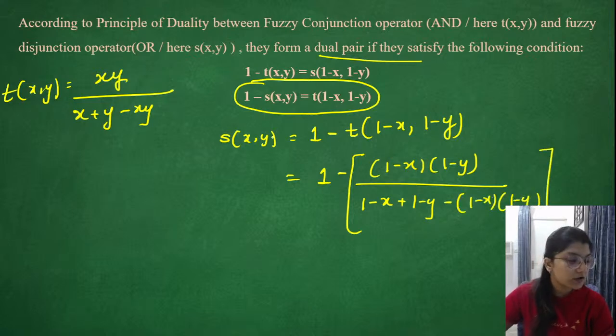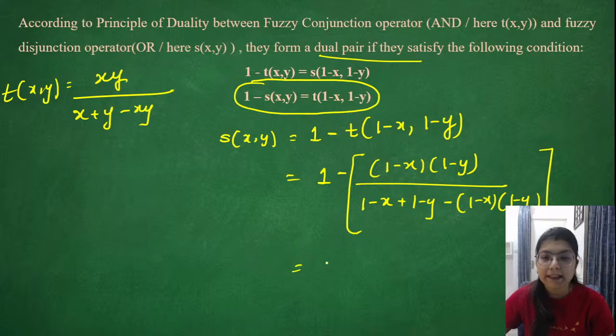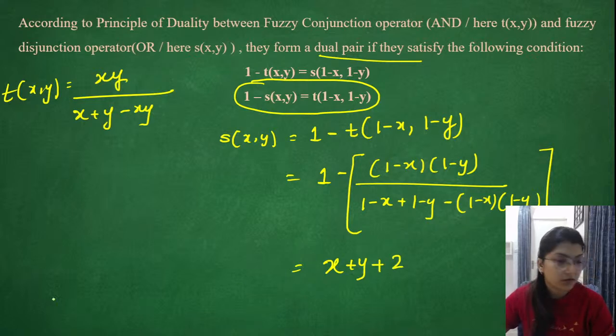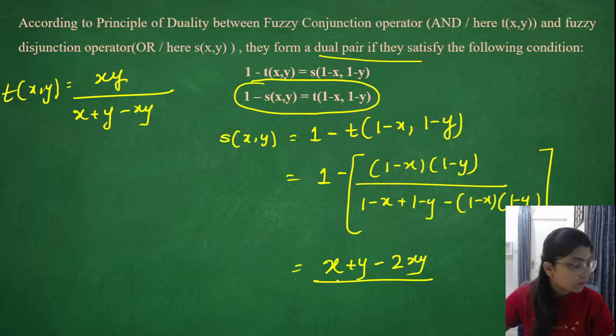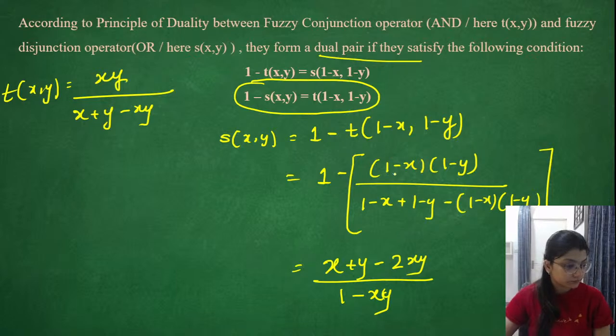ठीक है. So when you will solve this entire equation, I'll not solve it, you will solve it yourself. ठीक है, आप try करो उसे solve करने का. When you will solve it, you will get x plus y minus 2xy whole upon 1 minus xy. Solve कर लोगे या मैं करूँ? Yes everyone, solve कर लोगे सही या मैं करके बताऊं? Will you be able to solve it or you want me to solve?